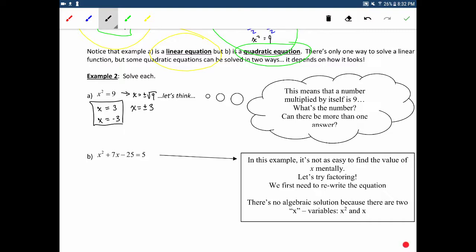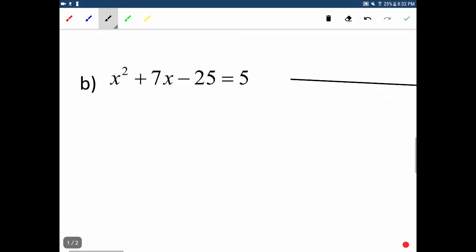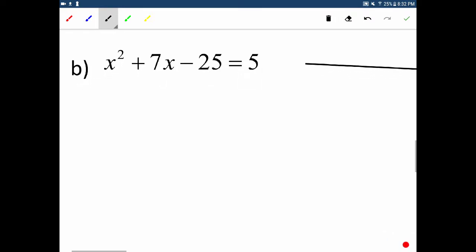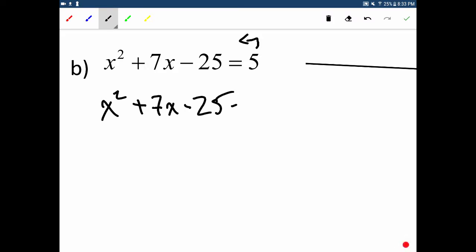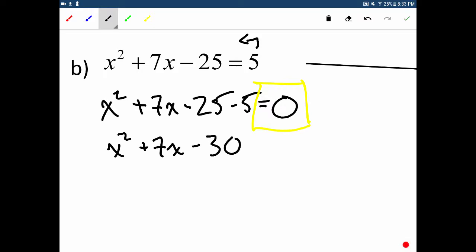Unfortunately, it's not always that simple. Sometimes we're going to get a really complicated one like this. And what we're going to do is we're going to factor this. Now, before you factor it, you're going to want to get everything on the same side. You want this to equal 0, okay? So we're going to take that 5 and move it over to the other side. So we get x squared plus 7x minus 25 minus 5 equals 0. And this is the key right here, is that it has to equal 0. If it doesn't equal 0, it's going to be very difficult to solve. Okay? So we move it all over, make it equal 0, and we get this.